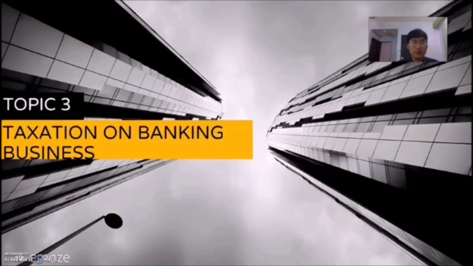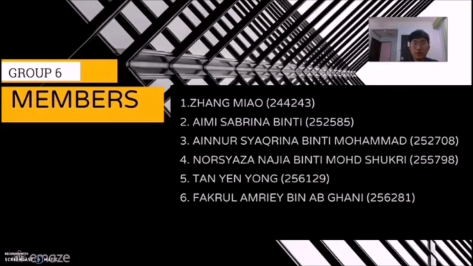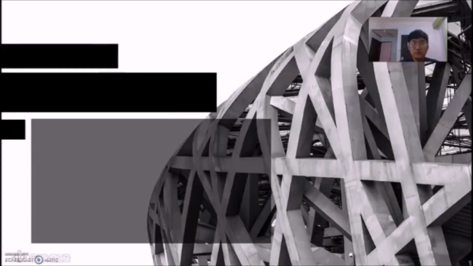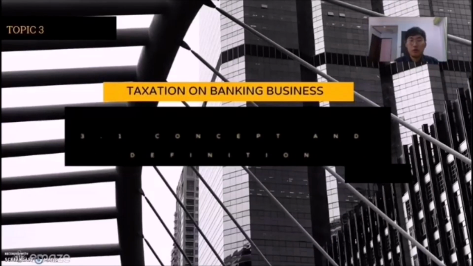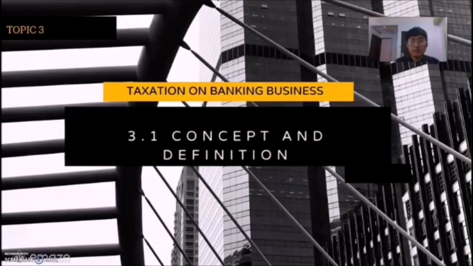Today, our group will present Topic 3, Taxation on Banking Business. These are our group members. For content, we divide Topic 3 into 4 parts: concepts and definition, banking and non-banking business, tax treatment and scope of charge, and tax incentive available. Now I will present the first one, concepts and definition.